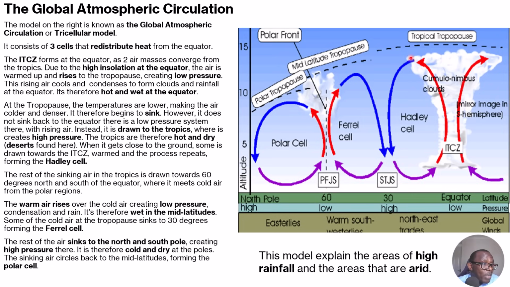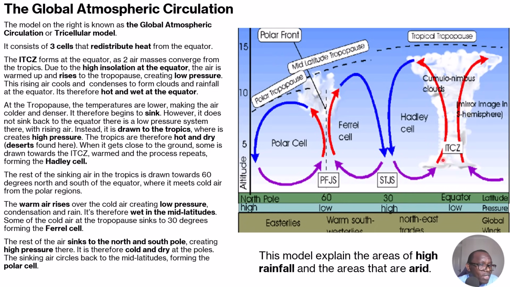Now, as that happens, because it's sinking air, it's going to cause high pressure in those areas at 30 degrees north and south of the equator. And this is why we actually have deserts around these areas. So the areas here are generally hot and dry. And some of the cold air that sank down here is going to be drawn back towards the equator, and the process is going to repeat itself.